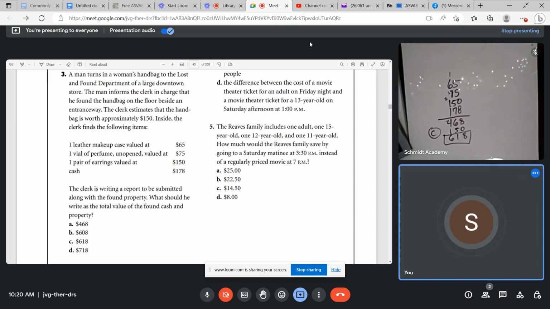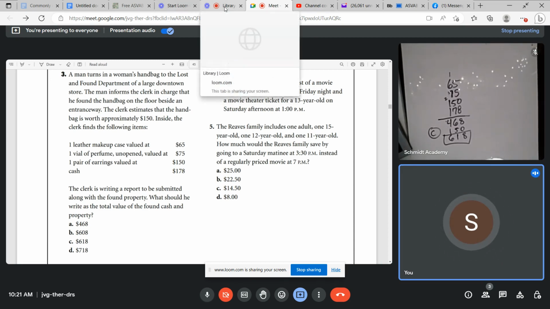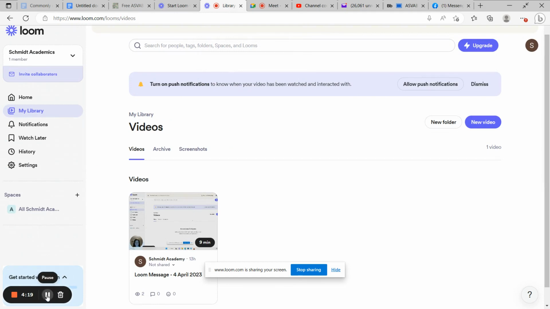Okay, so there's a few places that students could make errors there. You could make just a silly math mistake in adding, or you could just forget and add just the value of the purse and the cash. But remember that when it says the total value of the found cash and the property, we're going to be adding all of those things together. And don't forget to add in the purse value.